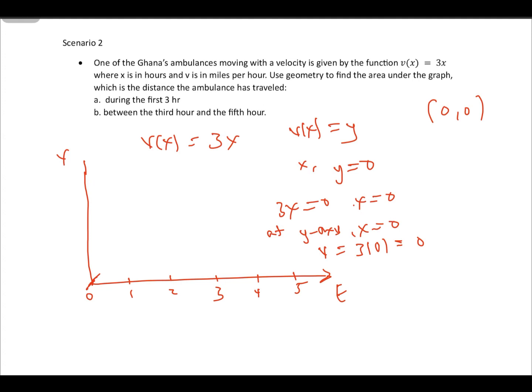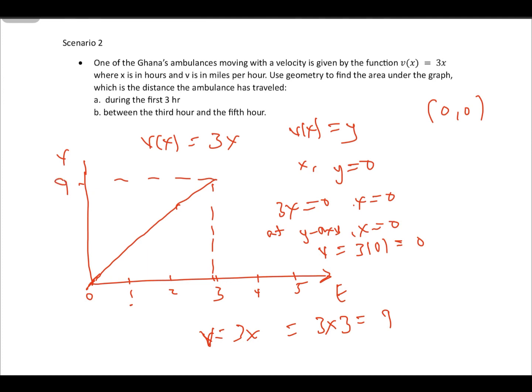If we put in x equal to 1 in v equal to 3x, we are going to get a value. But the question is asking about the first 3 hours. So to get the equivalent v value, the velocity at 3 hours, we substitute it inside. We get 3 times 3, which is 9. That will be our equivalent y value, or the velocity. We have 9 here.